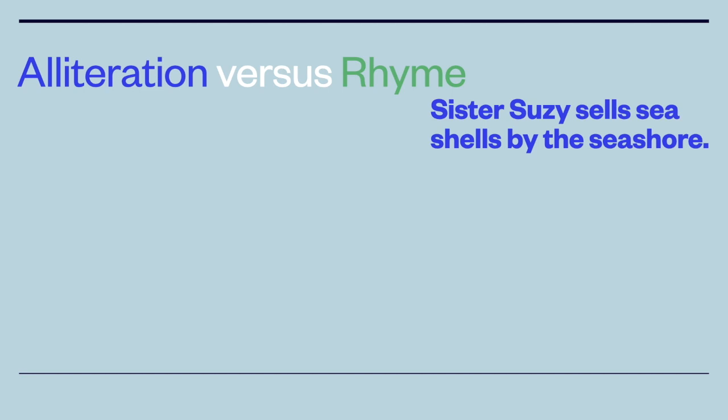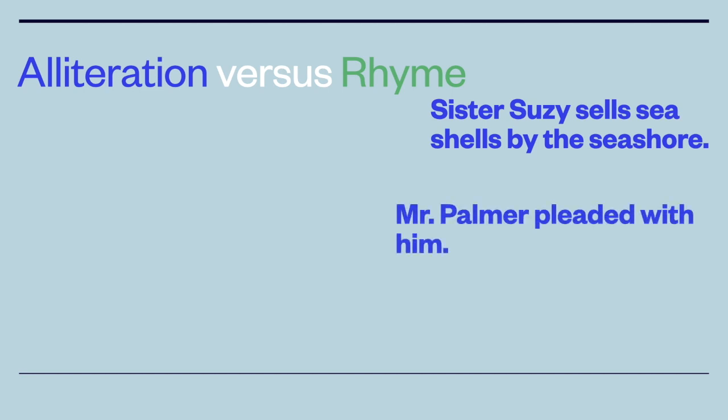Now, sometimes too, it's just shorter, like this. Mr. Palmer pleaded with him. It's not a whole sentence. It's just two sounds. Palmer pleaded, or you can even say Mr. Palmer, like the repeating sound. But when it happens at the beginning, Palmer pleaded, it's alliteration.